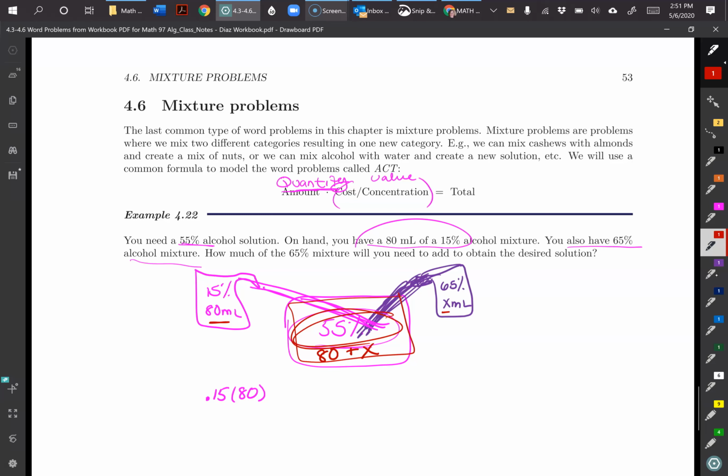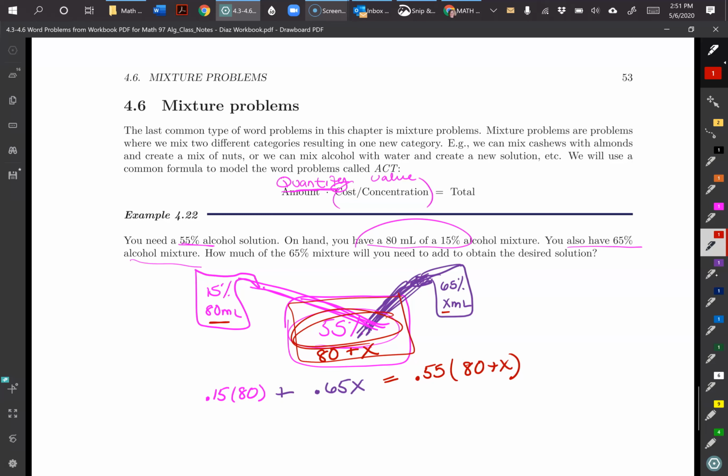So that's my total. I have my first beaker of solution that I'm pouring in there, plus my second one would be the 0.65 times X. I don't know what that milliliters is, but I'm just going to call it X. And then equals my 0.55. This is my total in the big container, 80 plus X. So now I just need to do the math.